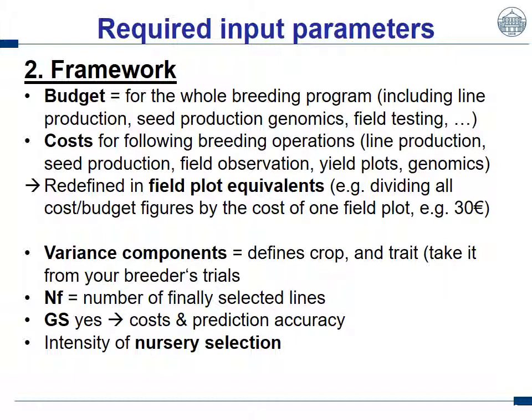We have to define the number of finally selected lines we want to have after our breeding scheme for pre-registration trials. We have to think about: do we use genomics? Yes, and if yes, what are the costs and what is the prediction ability? And we have to define the intensity of nursery selection. Just a feeling of what has been in the last years for my first nursery: 20 to 30%, I guess. In some cases even less. And this is roughly all we have to define.